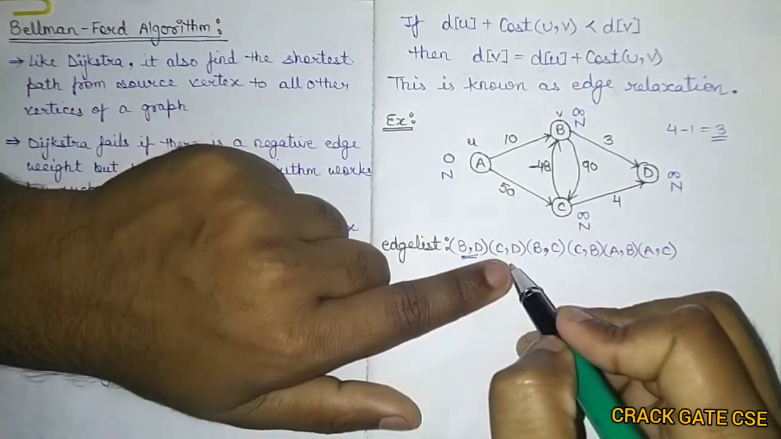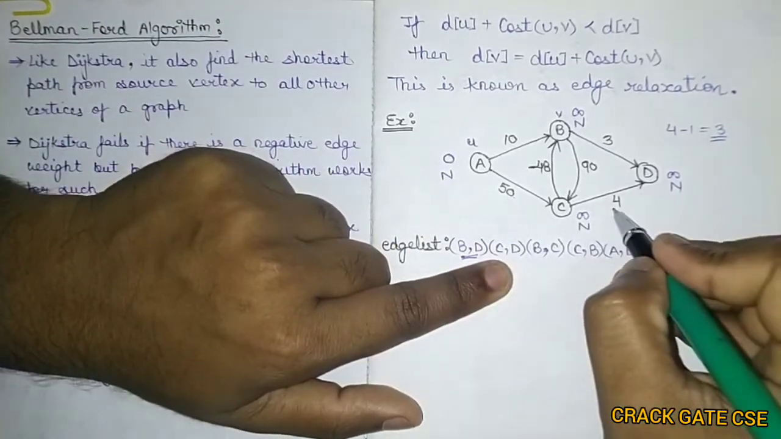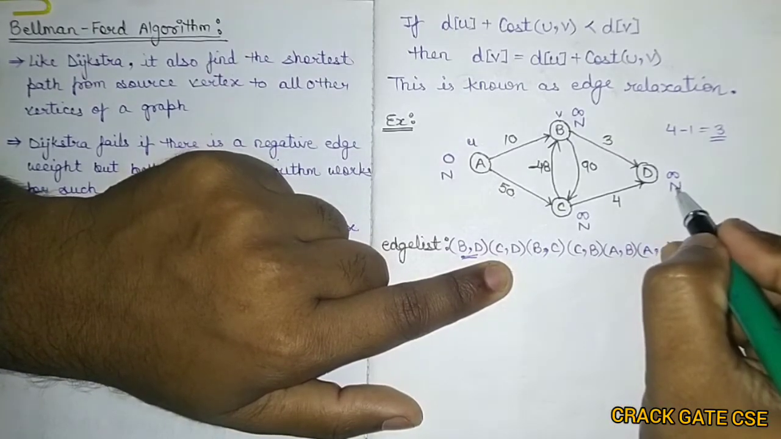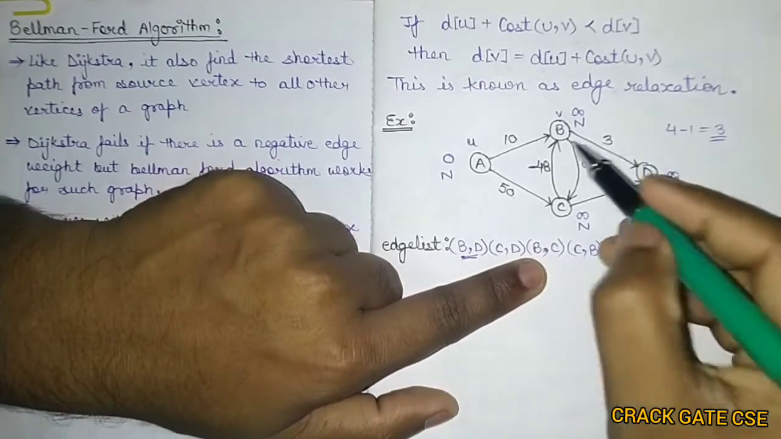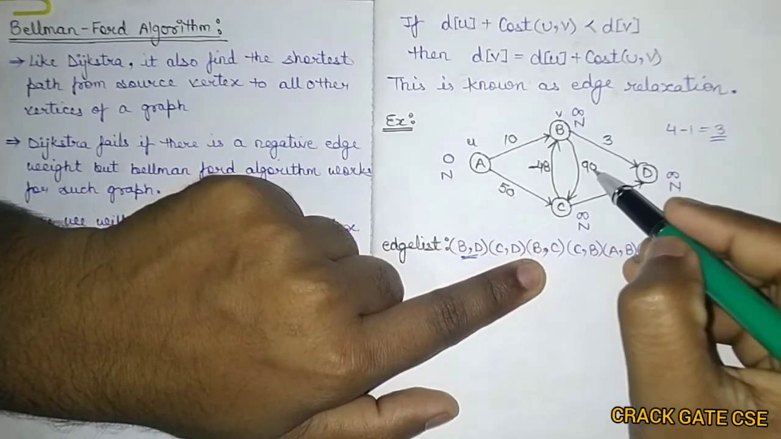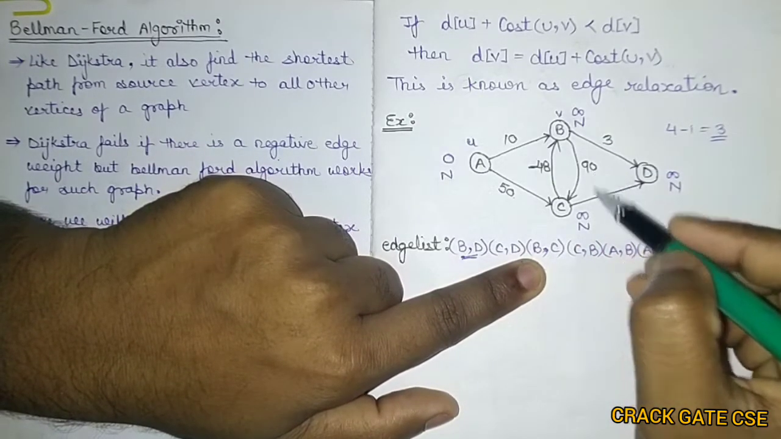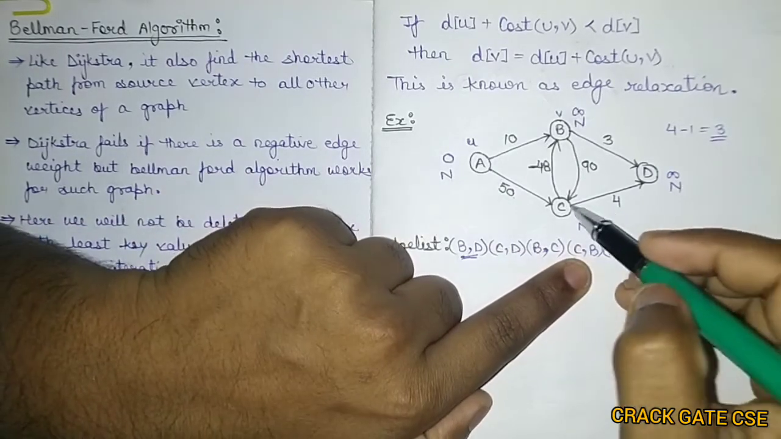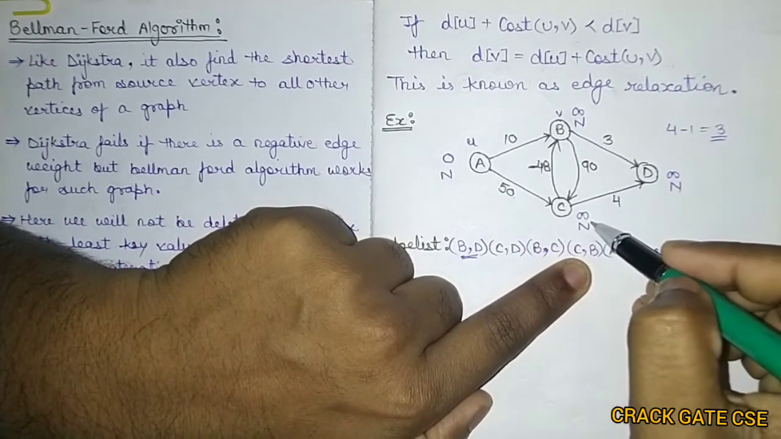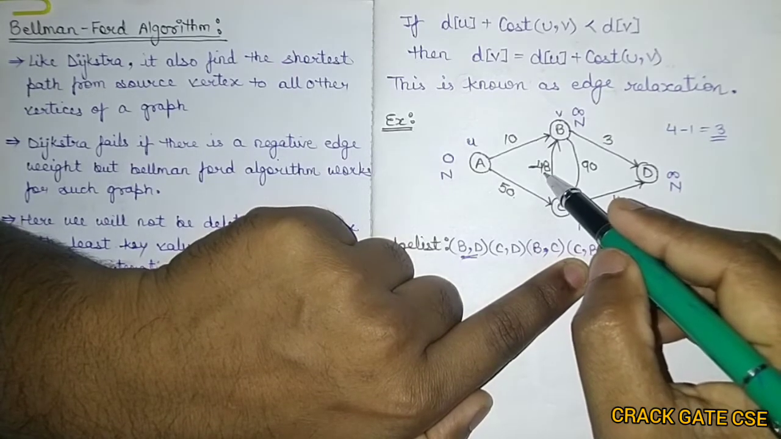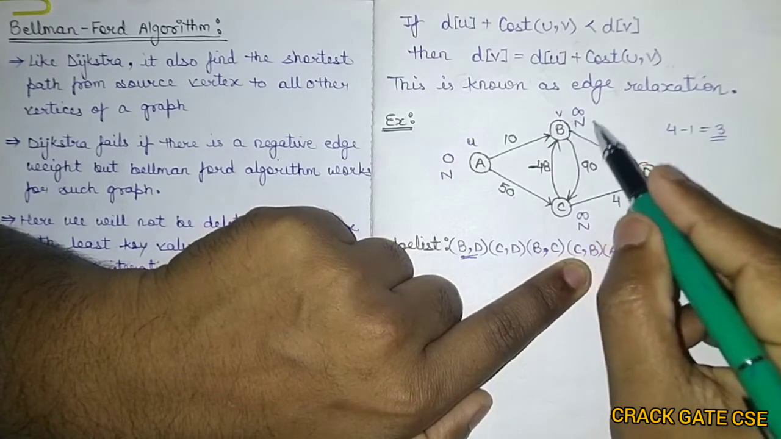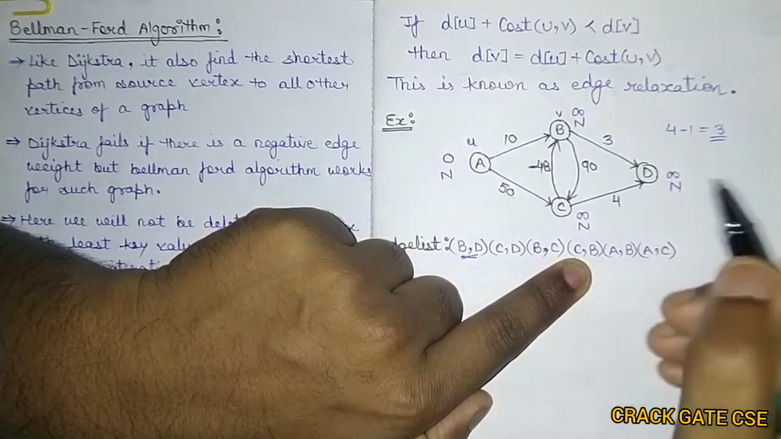Similarly check the CD edge. This CD is 4. So 4 plus infinite is infinite. This is already infinite, so no need to update. For BC, infinite plus 90 is already infinite, which is already written here. That means no need to update. Similarly for CB, C is infinite and B is minus 48. If you subtract minus 48 from infinite, that will be infinite. It is already infinite, so no need to update.